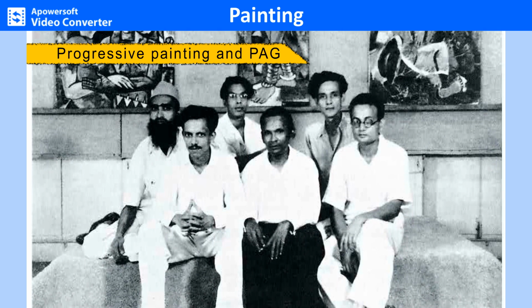This group wanted to break from the nationalism style established by the Bengal School of Art and paint with absolute freedom in content and technique. The group disbanded in 1956.